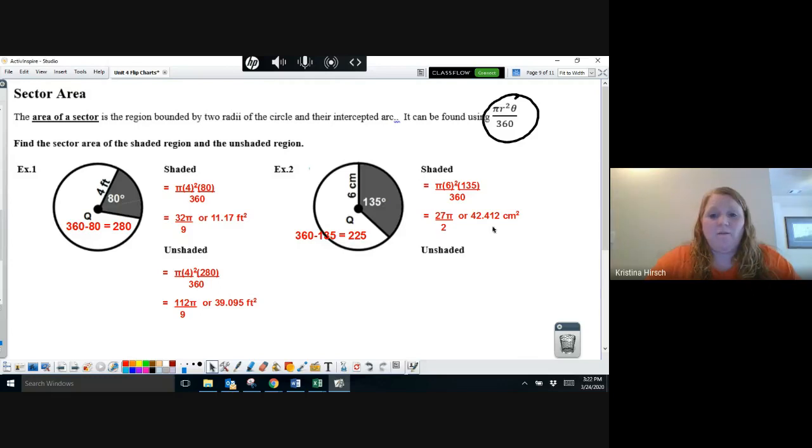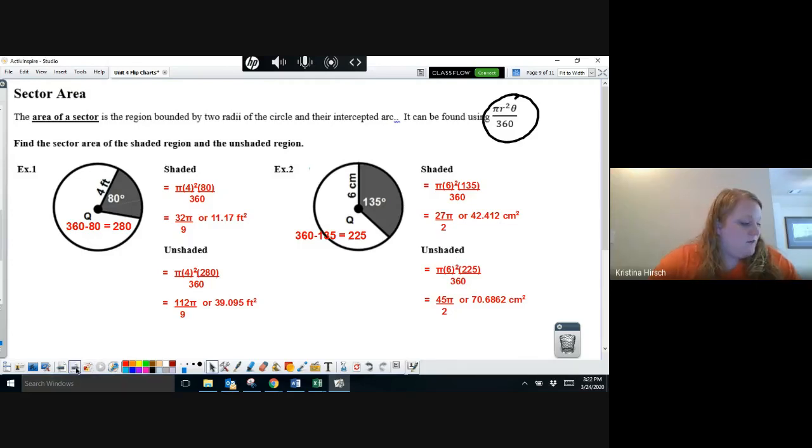So I should get a bigger number than 42, right? Because 135 is smaller than 225. So I'm going to substitute that into my formula, and then here's my final answer. All right, so 45 pi over 2, and then 70.6862 centimeters squared, or squared centimeters, which is larger than the shaded region. So that should make sense.